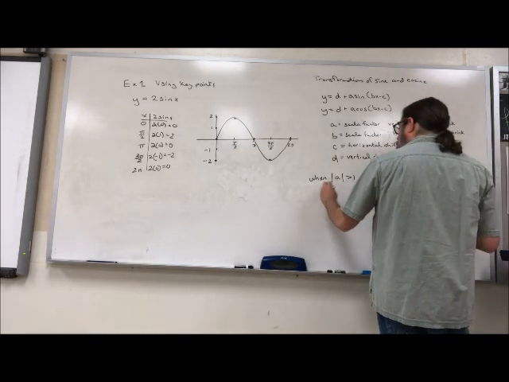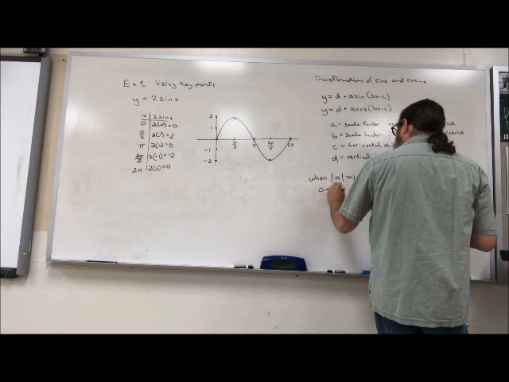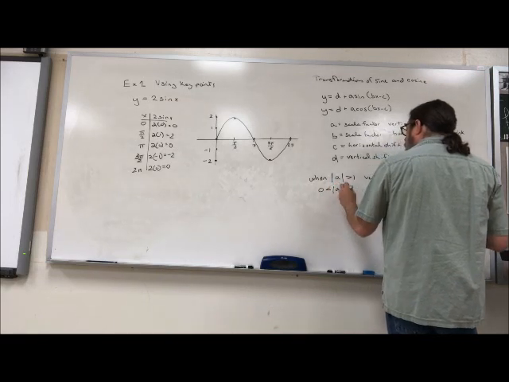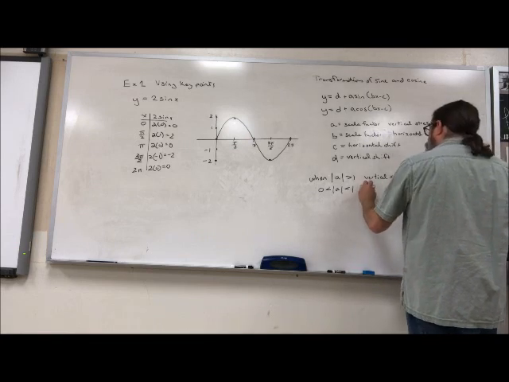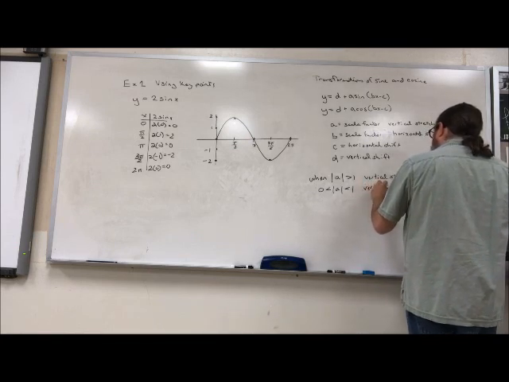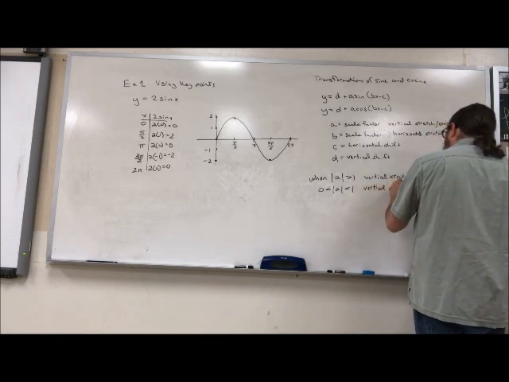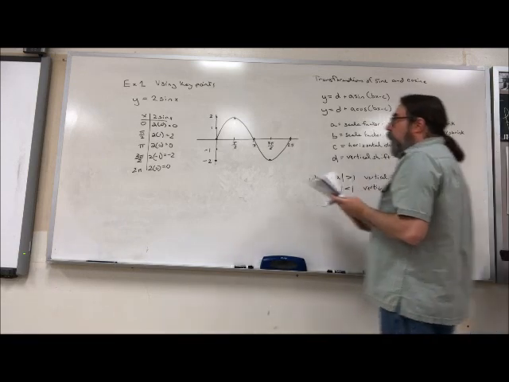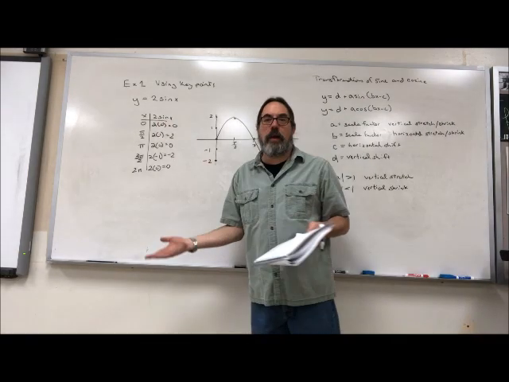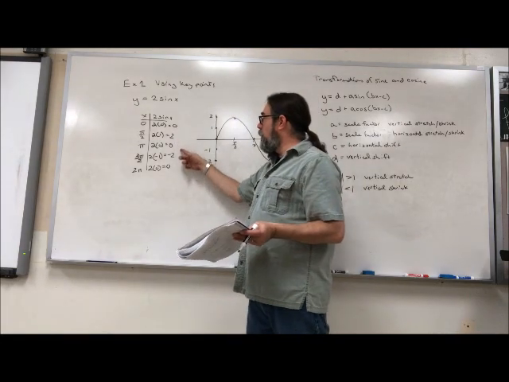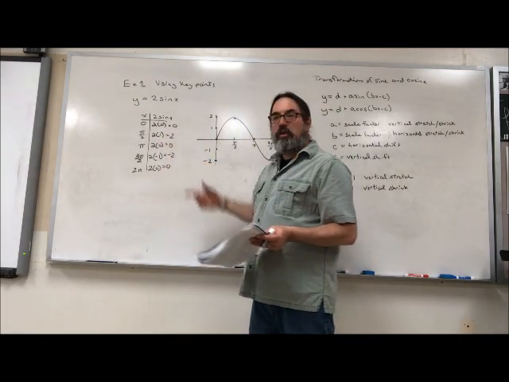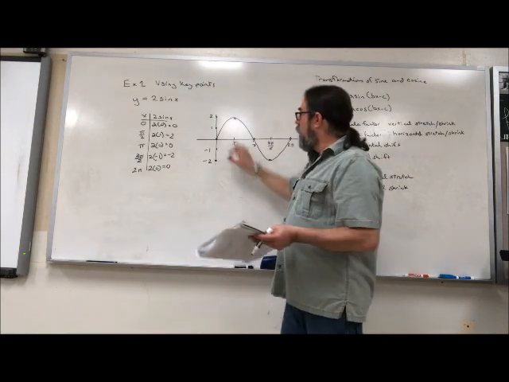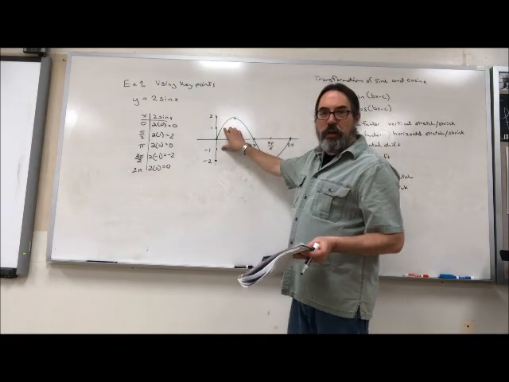And when the absolute value of A is between 0 and 1, so when A is a fraction, we're going to have a vertical shrink. And it makes sense that it would shrink, right? Because if it was 1/2 sine x, then each of these would be multiplied by 1/2. So instead of 1, you'd have 1/2. Instead of negative 1, you'd have negative 1/2. So it would be shrunk vertically.